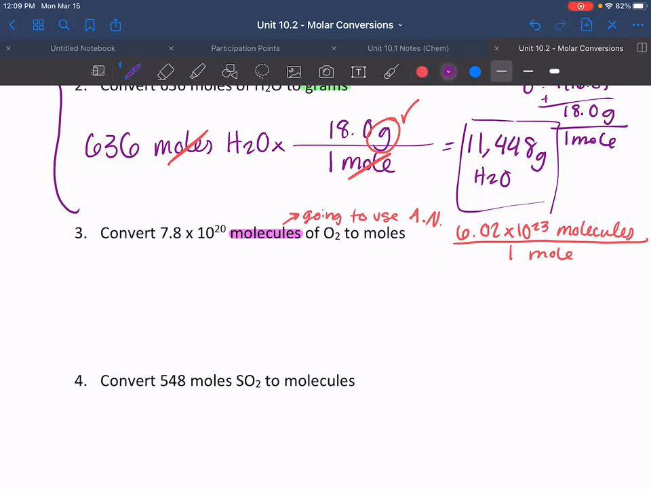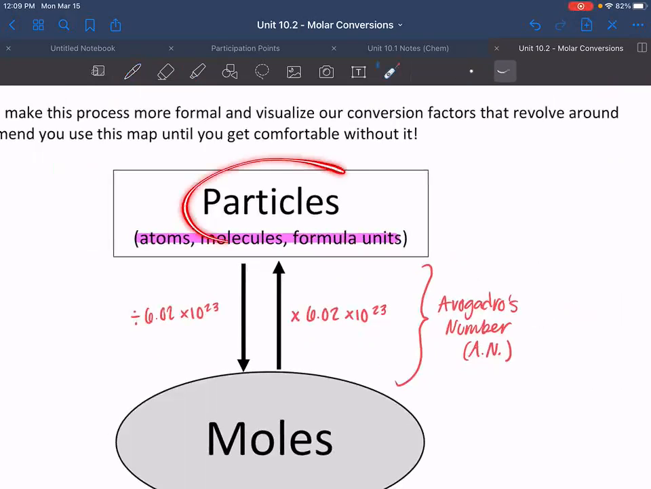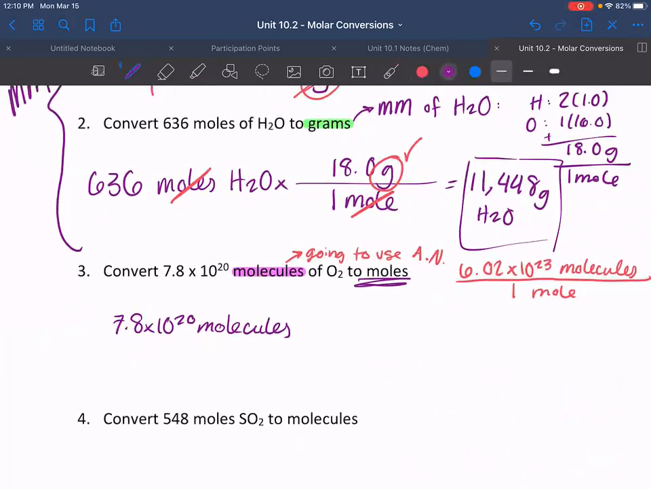So to convert, we start with what we know. Well, we know we have 7.8 times 10 to the 20 molecules, and we want to go to moles. So if we look at our map, we start with the number of particles and want to go to moles. So what are we doing? Dividing by 6.02 times 10 to the 23rd. That is where we put that term, on the bottom. We want to divide by that.